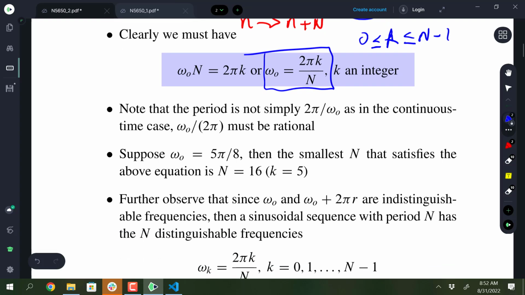So I took an example here. Suppose omega naught is 5 pi over n. Is this acceptable to be a periodic sequence? So we have to find the smallest n that satisfies this equation.